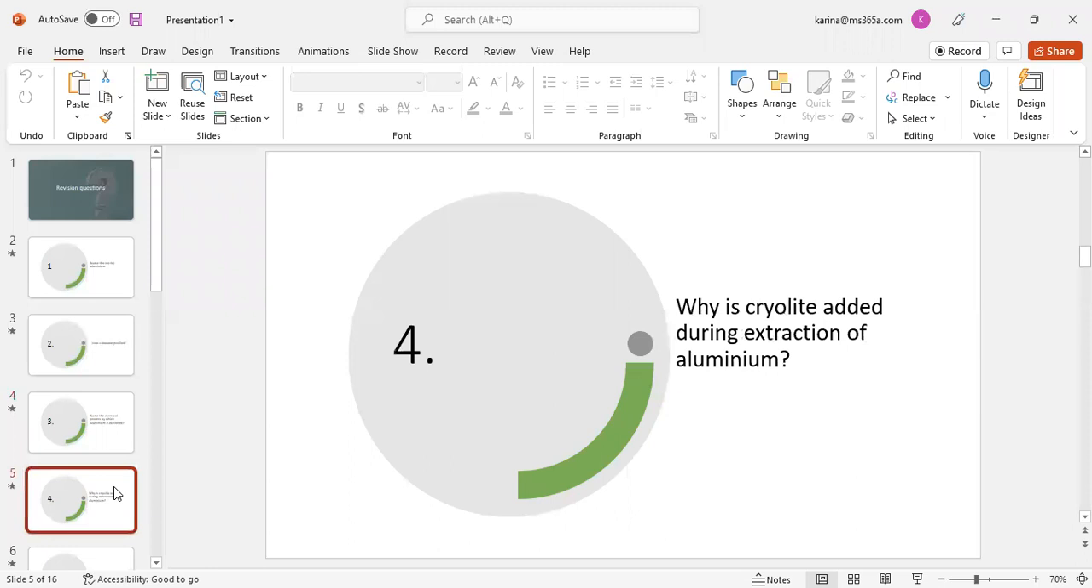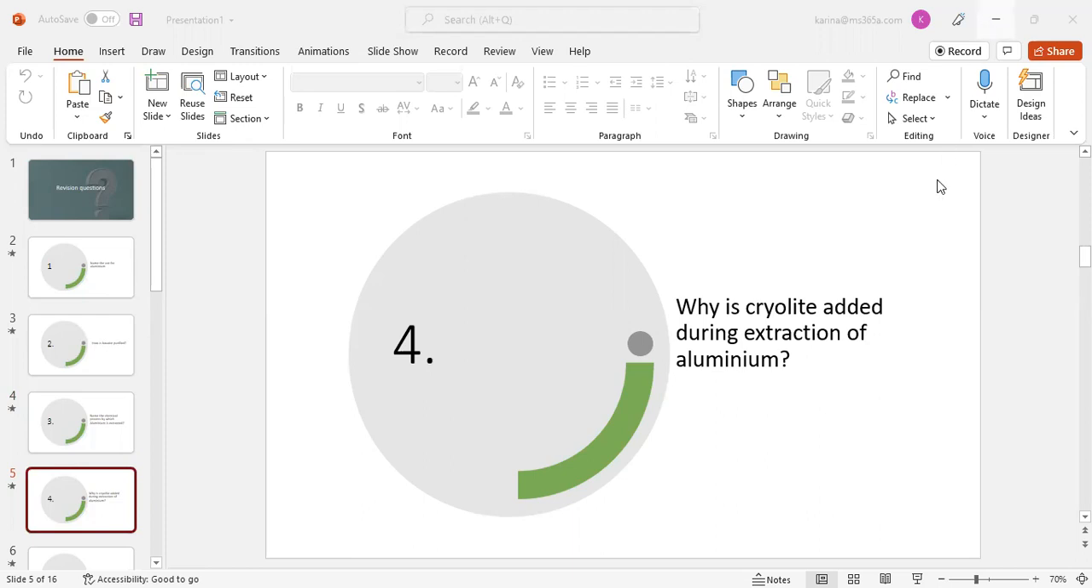All right, now question number 4. After Kera, that's Tiffany. Why is cryolite added during extraction of aluminium? Yes, Ashley, your answer is correct, but I'm waiting for the answer from Tiffany. Natalie, yes, your answer is also correct. So Tiffany's answer, to lower the working temperature of the electrolytic cell. Very good.